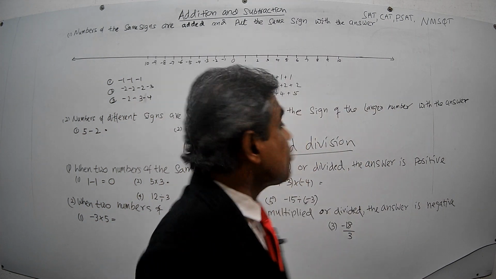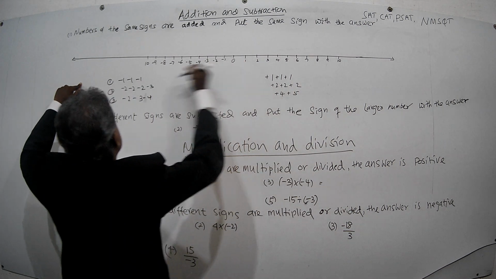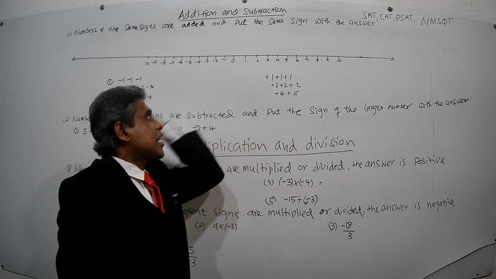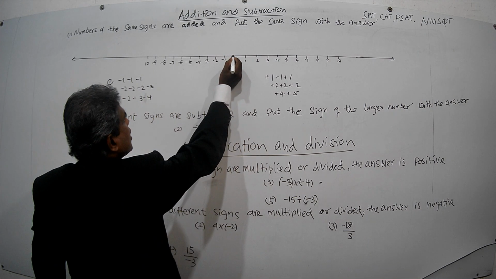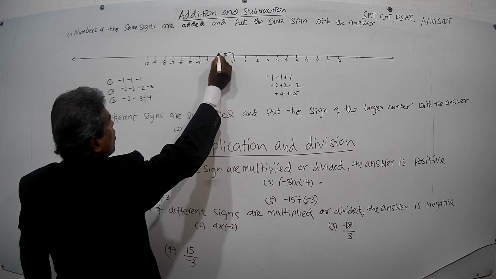Now let us see how it is obtained from this number line. Look here, minus 1. You go to 0 and count to minus 1, because the negative sign means you go leftward from 0. Negative 1. Then you go from 0 to negative 1. Then there's another negative 1.